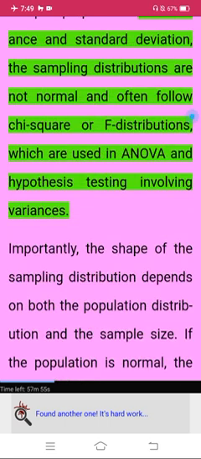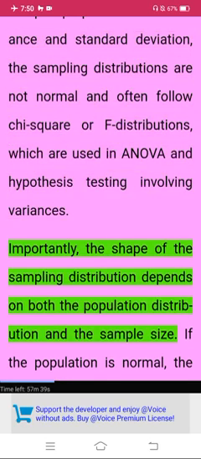For variance and standard deviation, the sampling distributions are not normal and often follow chi-square or F distributions, which are used in ANOVA and hypothesis testing involving variances. Importantly, the shape of the sampling distribution depends on both the population distribution and the sample size.